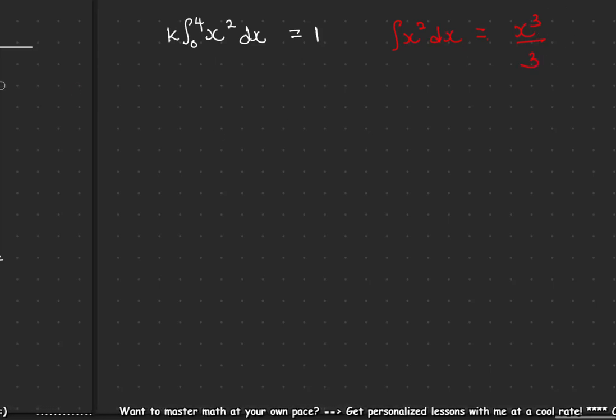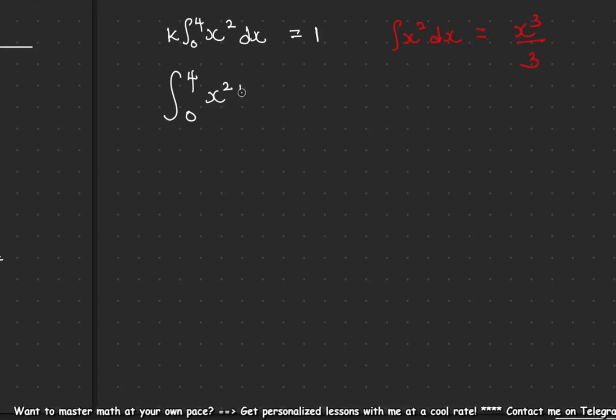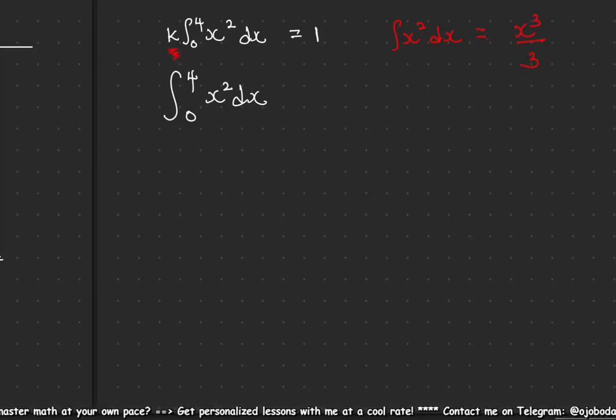So if we come back to what we have over here, it simply means we are going to evaluate with our limits. So we have 0 to 4 x squared dx. Take note that our constant is still here, right? Our constant is still there, but we want to work the integral first. We know the relation between the k and all this is just multiplication. So let's just work that out, right?